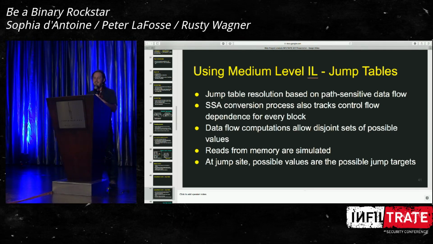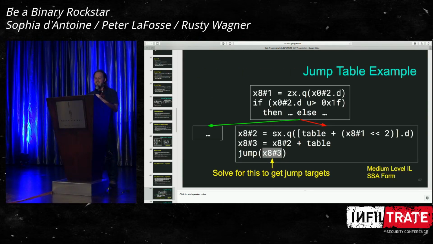And basically at the jump site, we just query this set of possible values from the data flow system, and that is your jump targets. And at that point, you have your jump table resolved. So here's an example of us doing our jump table resolution.